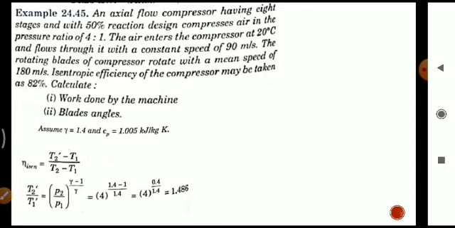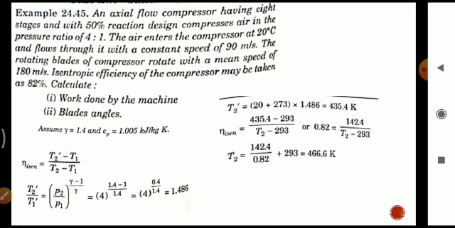We have T1, and we will find T2 dash, then we will get T2. T2 dash can be calculated by the equation T2 dash by T1 equals P2 by P1, all raised to gamma minus 1 by gamma. P2 by P1 is given in the question as 4:1. So we substitute 4 raised to 1.4 minus 1 divided by 1.4, which gives 1.486. That is the value of T2 dash by T1.